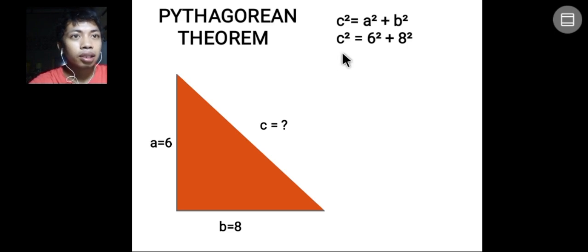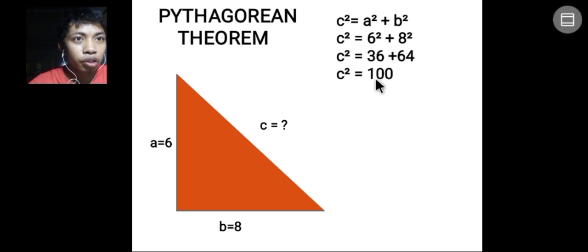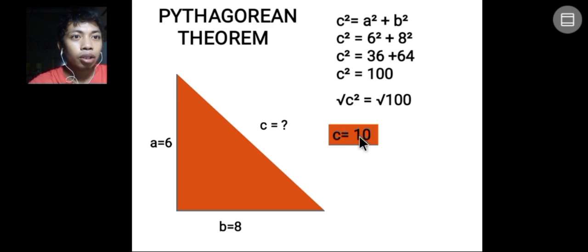Then after that, we need to simplify the value of 6 squared and 8 squared. So 6 squared is equal to 36 and 8 squared is equal to 64. Then after that, we need to add these two integers to get the value of our c squared, and take the square root of both sides to eliminate the square in the variable c, and the value of c here is now equal to 10.